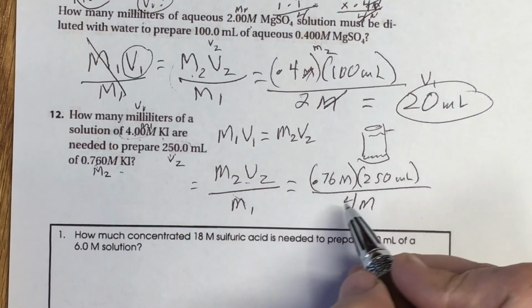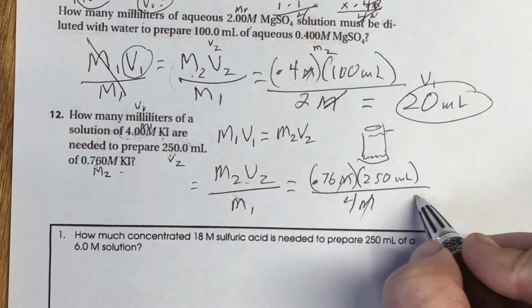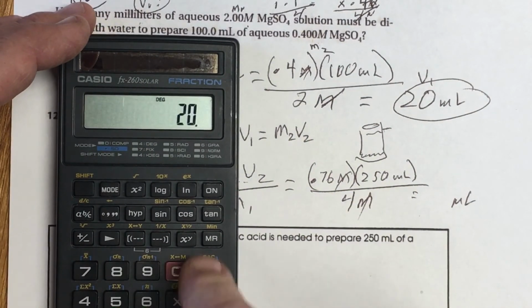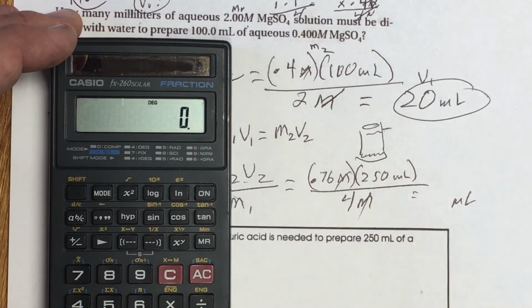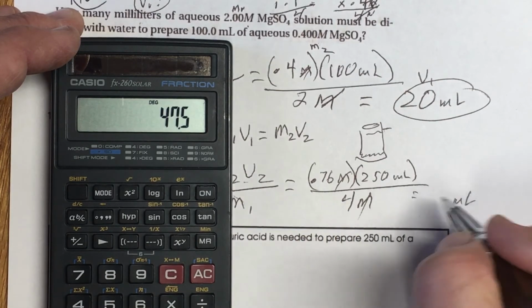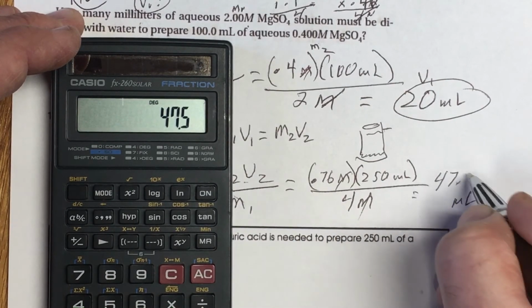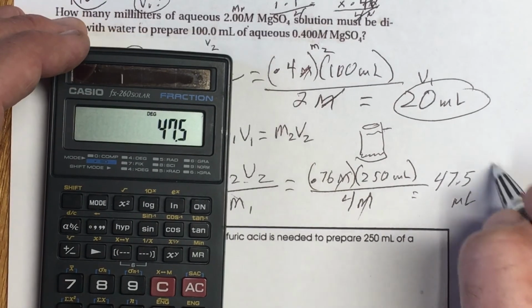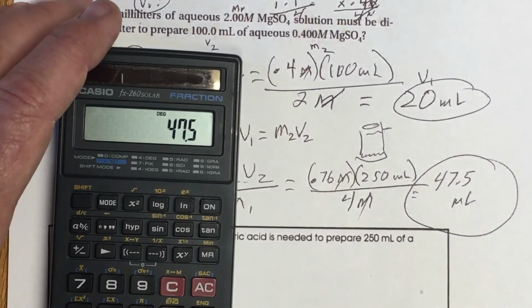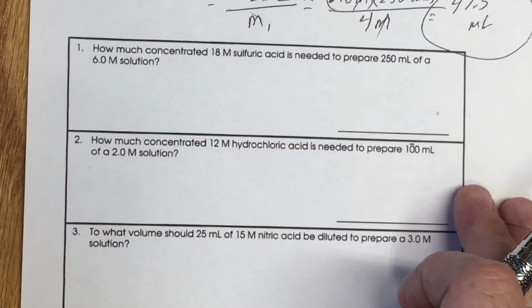Now the molarities cancel out. Our answer will be in milliliters. Let's go 0.76 times 250 equals that. Got to divide that by 4 equals 47.5. And I already did this before, so normally I'd ask you to double check your calculations, but I've already done that.